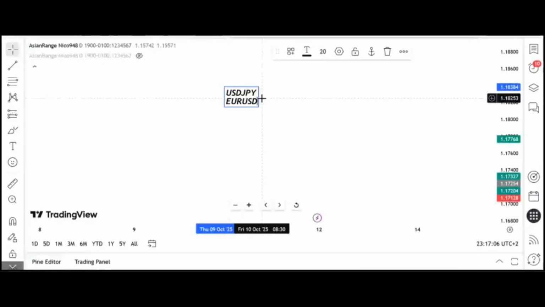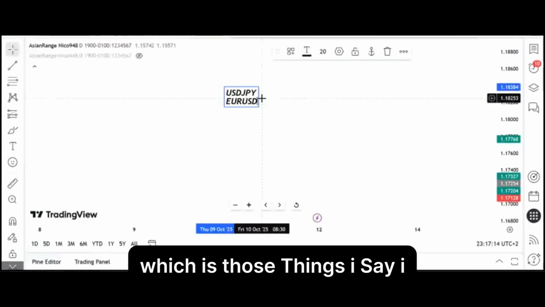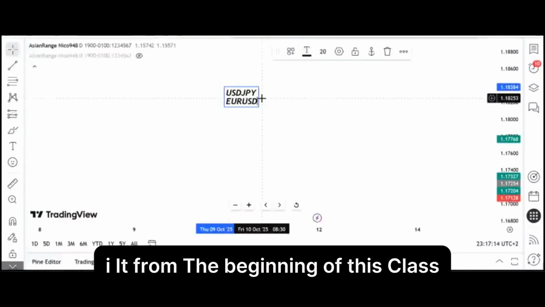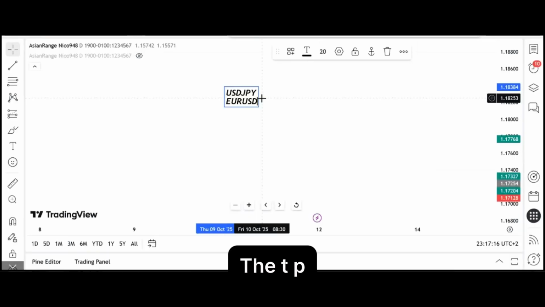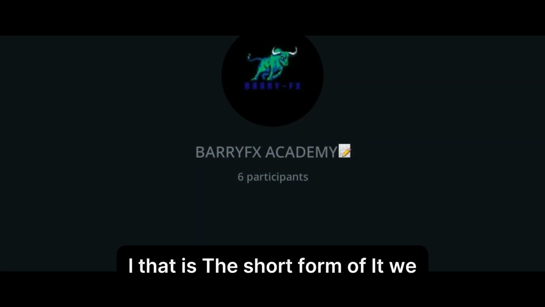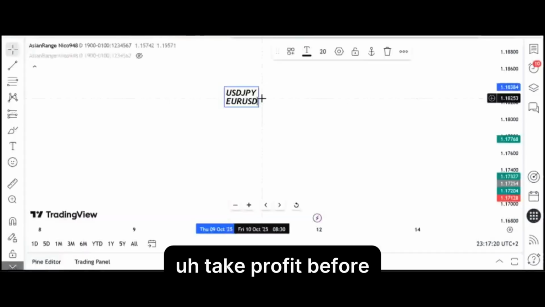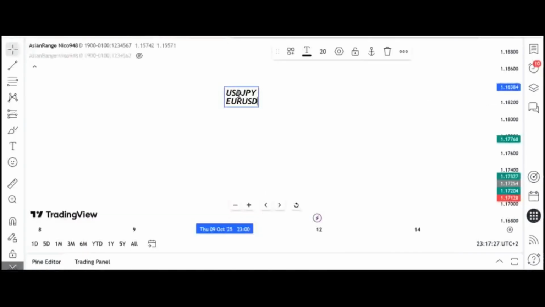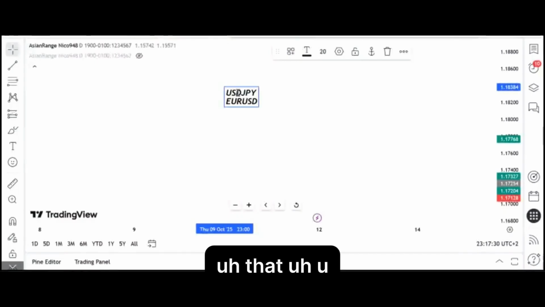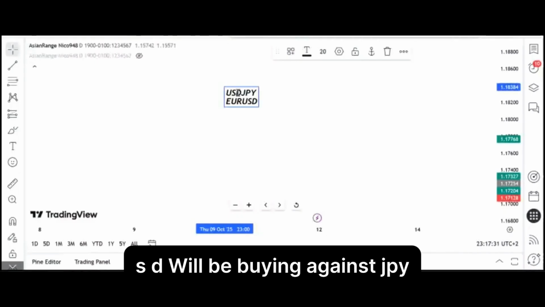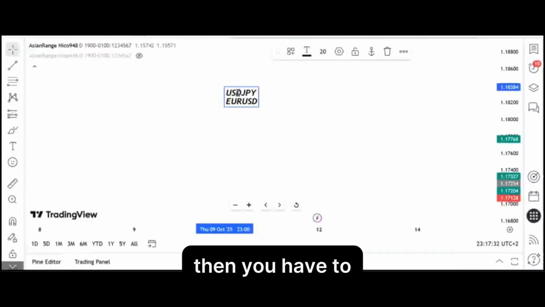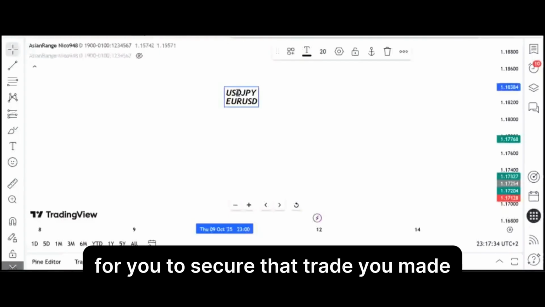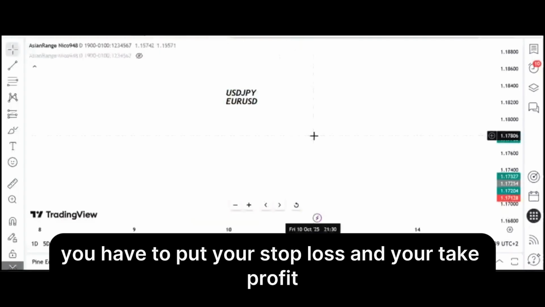And also you have to set a lot size, a stop loss, and a take profit, which are those things I mentioned from the beginning of this class, the TP and the SL, the short forms. We call them stop loss and take profit. After placing your trade, say USD buying against the JPY, to secure that trade you made, you have to put your stop loss and your take profit.